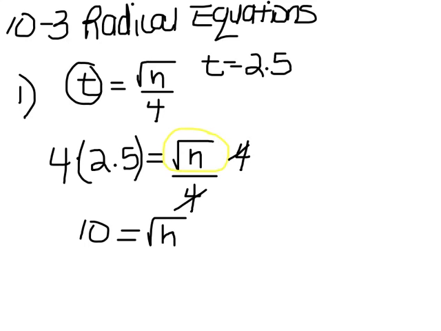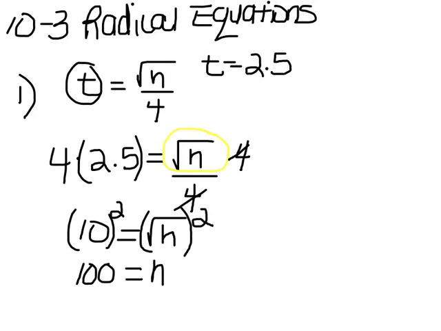Now we know that whatever we do to one side of our equation, we have to do to the other side. In order to make radical h become just h, we'll square that. And if we square the right side of our equation, we also need to square the left side of our equation. So 10 squared is 100, and radical h squared would give us h. And now we know that h equals 100.